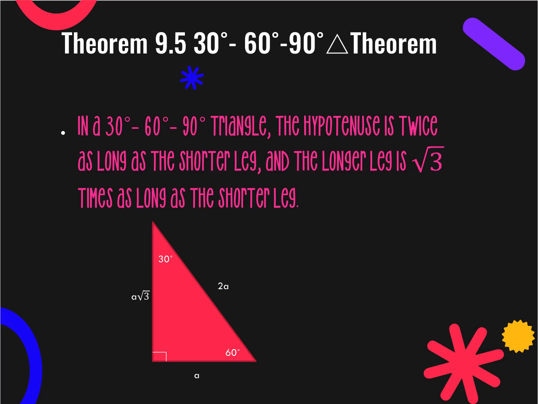All right, looking at this one, I'm looking at my 30, 60, 90 triangles. Again, you have to label. I have my 30, 60, 90, and there are rules to 30, 60, 90s. The hypotenuse is twice as long as the shortest leg, and the longer leg is the square root of 3 times as long as the shortest leg.